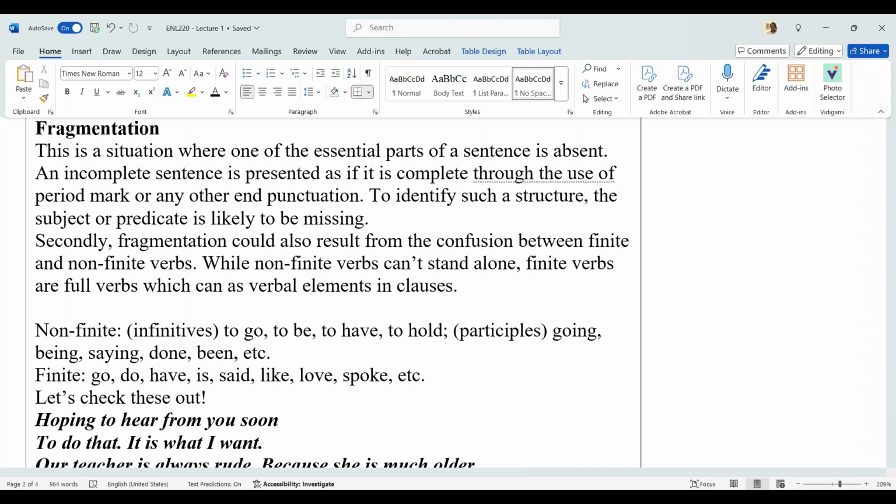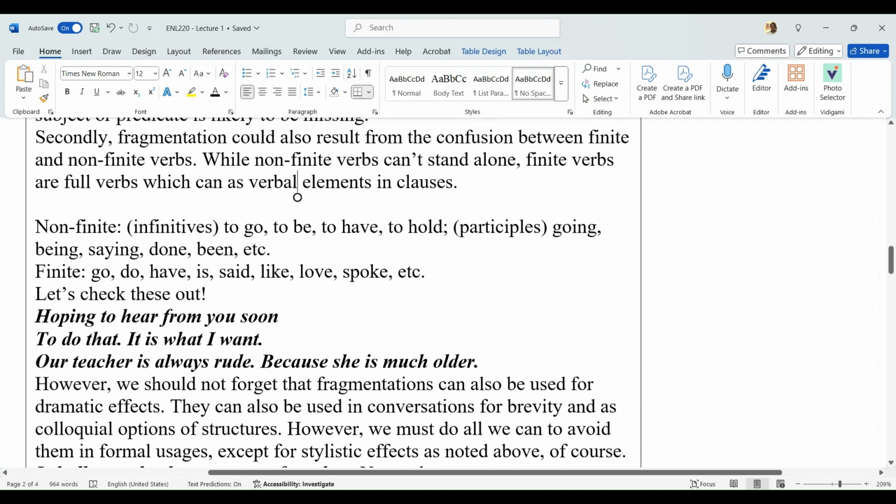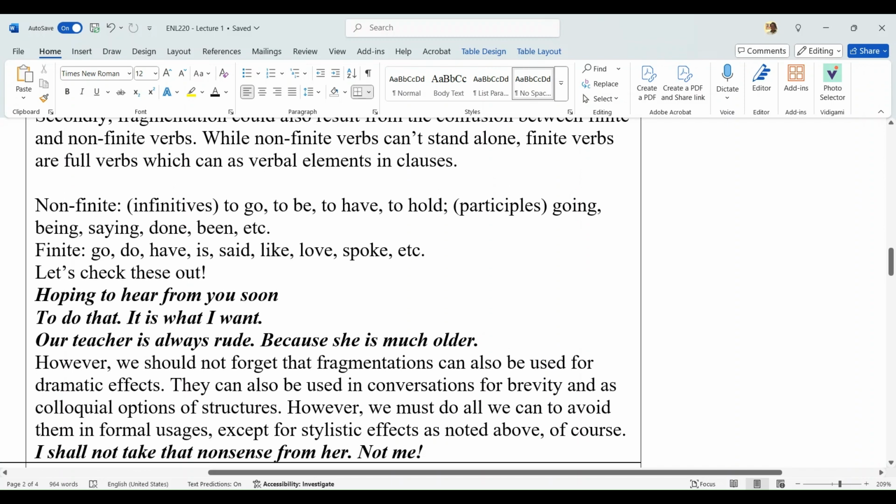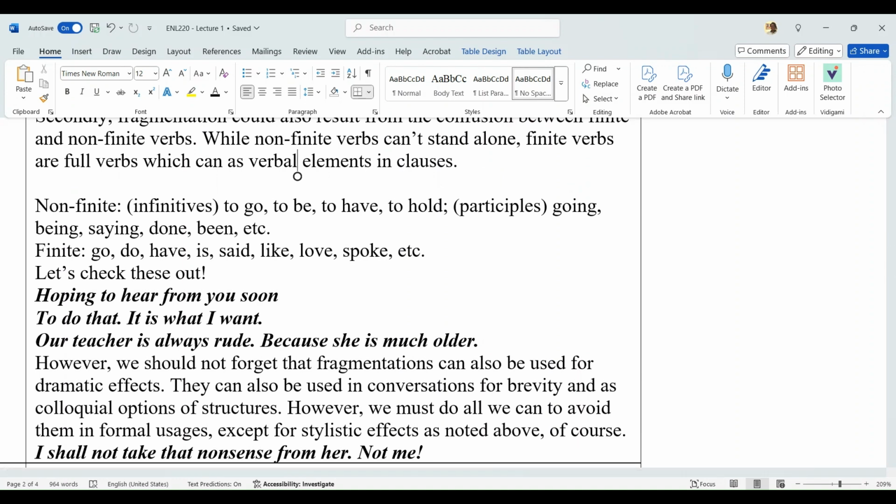Then you also have the final ones: go, do, have, is, said. Of course, is a be verb. Then said, like, love, spoke. You can give more examples. So let's look at this and talk about this one. Now, hoping to hear from you soon.